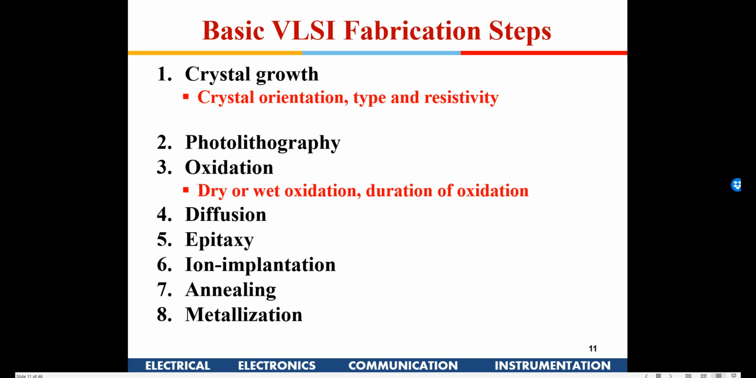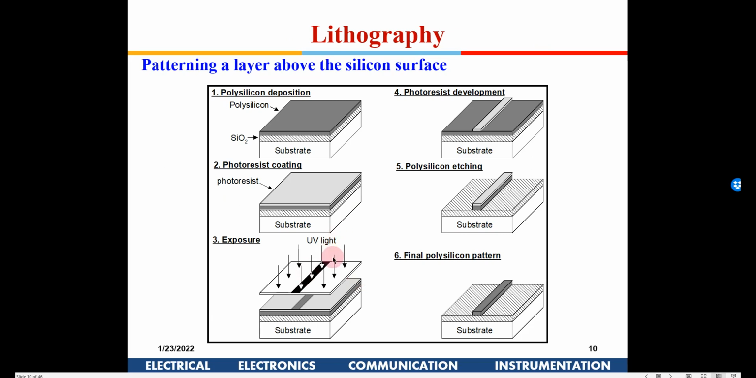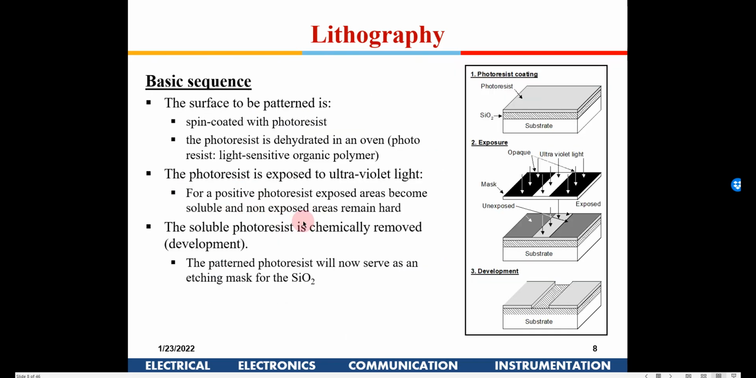The mask is clear type or opaque type for different cases. Whether it is clear or opaque depends on whether it is a positive photoresist or a negative photoresist. For a positive photoresist, exposed areas, wherever the ultraviolet light falls, become soluble and non-exposed areas remain hard.